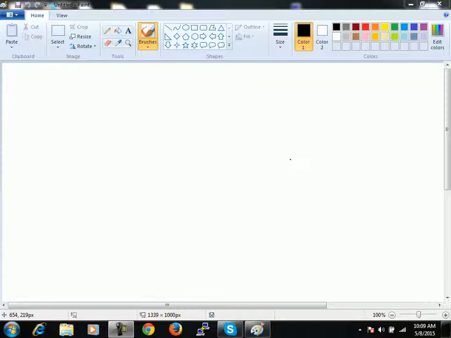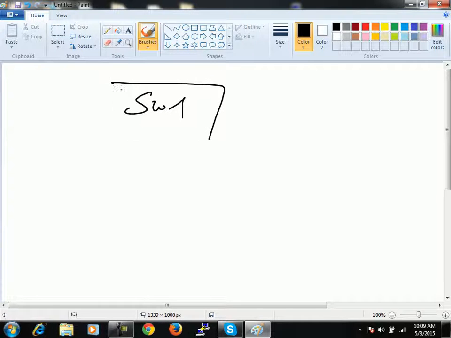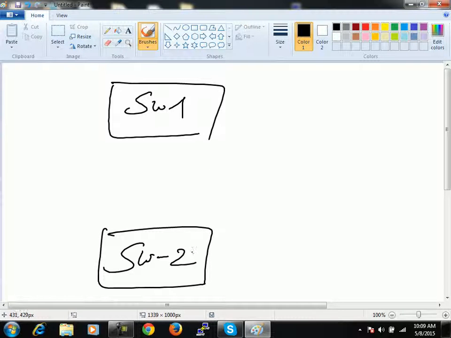Okay, so for an example, let's say that we have two switches here: this is switch 1 and this is switch 2. Even if you have only one connection between these two switches, STP will still be running between them. Doesn't matter, because by default it is enabled on all switches, so STP will be working by default.